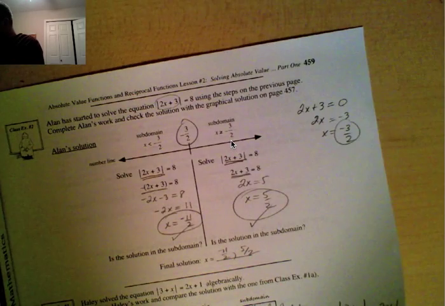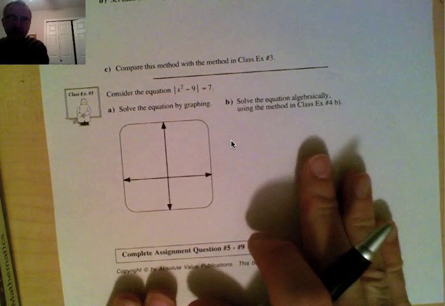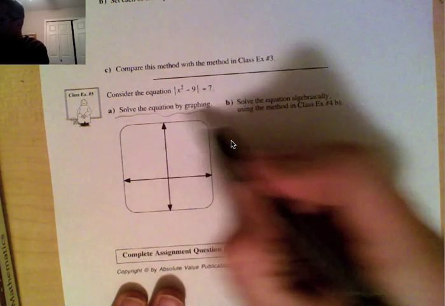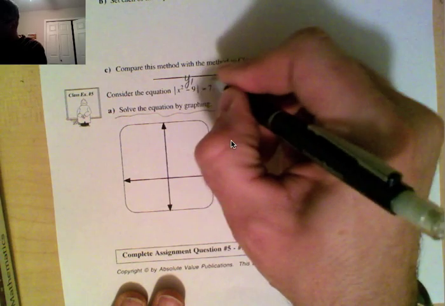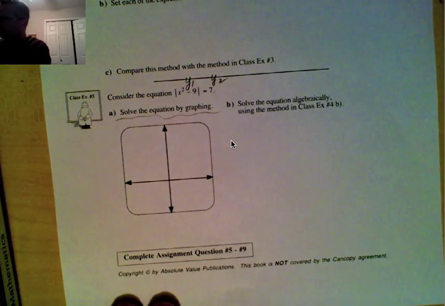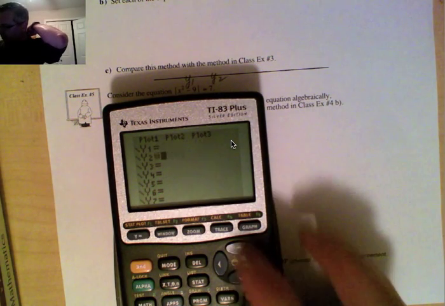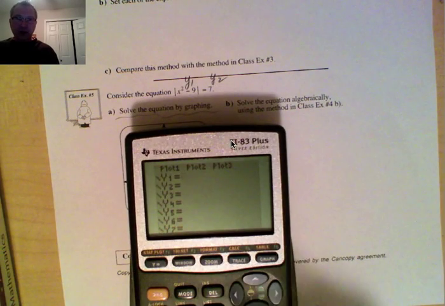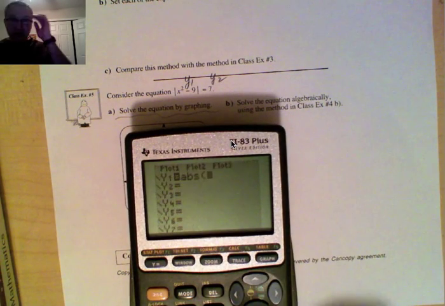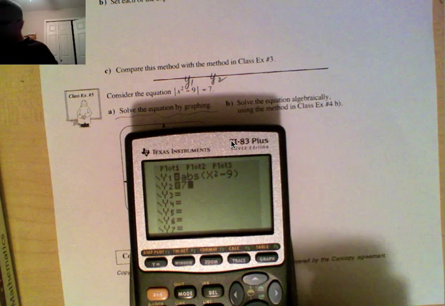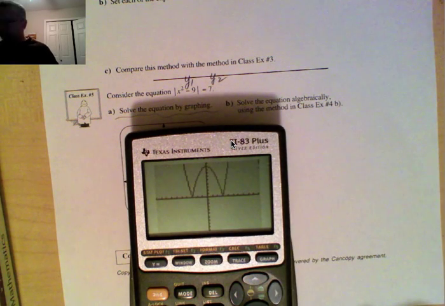So let's look at one last example. We're going to go to the last page, and we're going to look at this example, the absolute value of x squared minus 9 equals 7. And the first thing says, solve this graphically. So we're going to put these in y1 and y2. So I'm going to grab our graphing calculator. We're going to clear out what's in y1 and y2. In y1, I'm going to put in the absolute value of x squared minus 9. And in y2, I'm going to put in 7. And I'm just going to graph these.